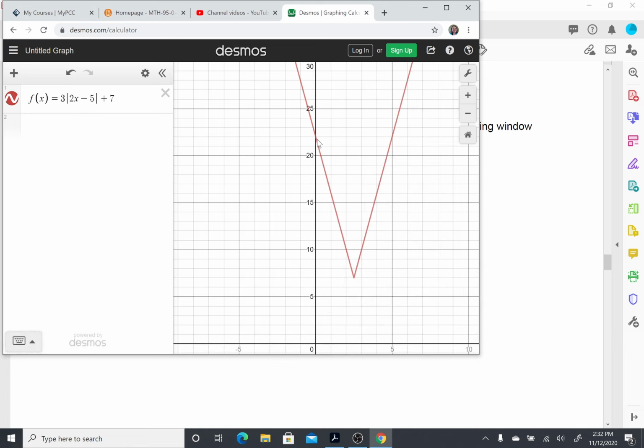Looks pretty good. We have a y-intercept right there at 22. And we have this minimum value at 2.5, 7. All right, no x-intercepts. So let's bring this back over to our notes.